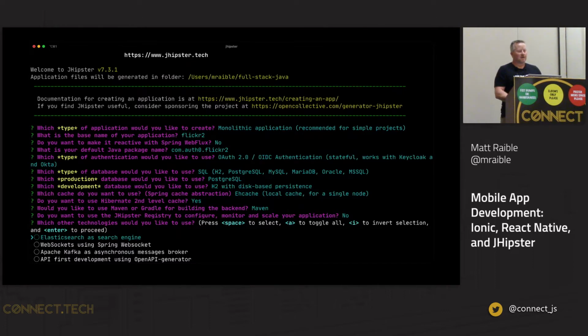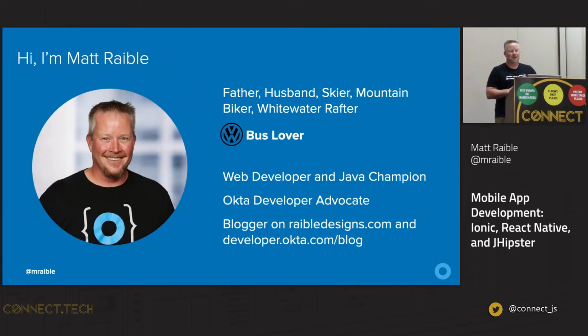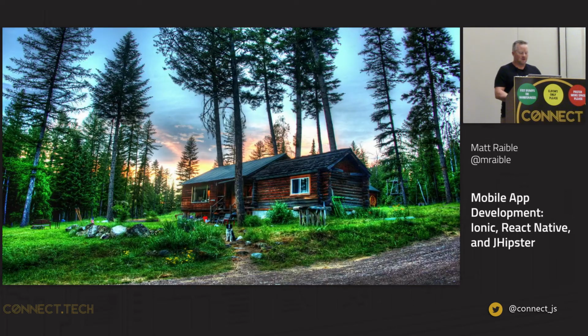Oh wait, I forgot to introduce myself. My name is Matt Raible. I'm a hick from the sticks. I grew up in the backwoods of Montana with no electricity, no running water. I did have to walk 2 miles to the bus stop every day, but in the winter it snowed, and that was much better. I think I do have 10,000 hours of cross-country skiing in, so that's pretty fun.